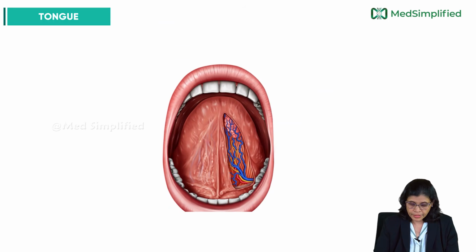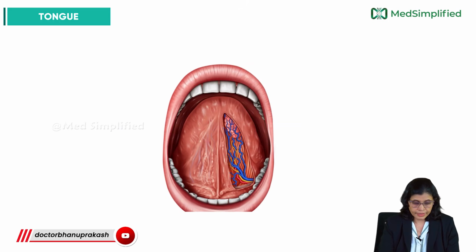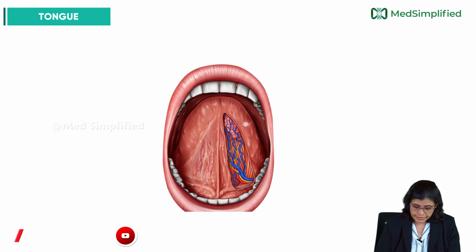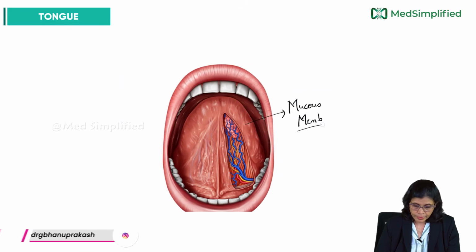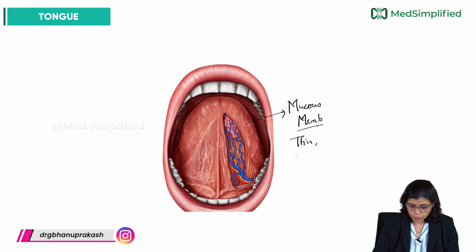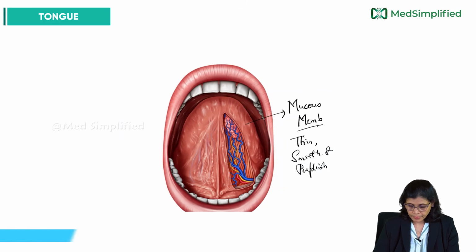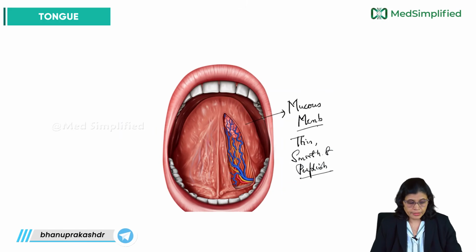Then coming to the inferior surface of the tongue, it is located in the oral cavity, and here it is lined by mucous membrane, which gives it a very shiny appearance. This mucous membrane is very thin, smooth, and looks purplish because of the underlying veins. When we trace it down, this mucous membrane is reflected onto the floor of the mouth.